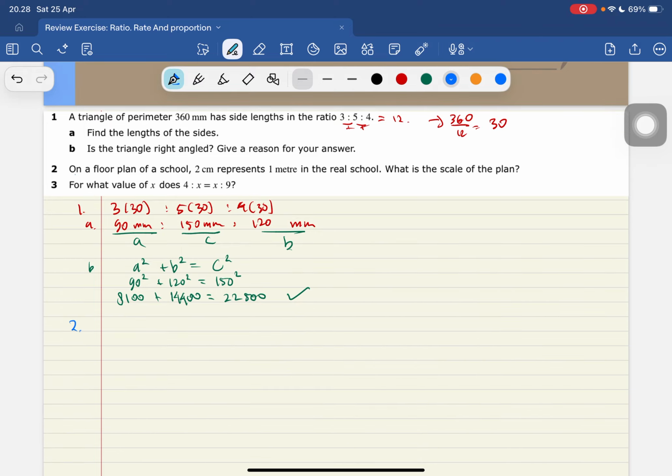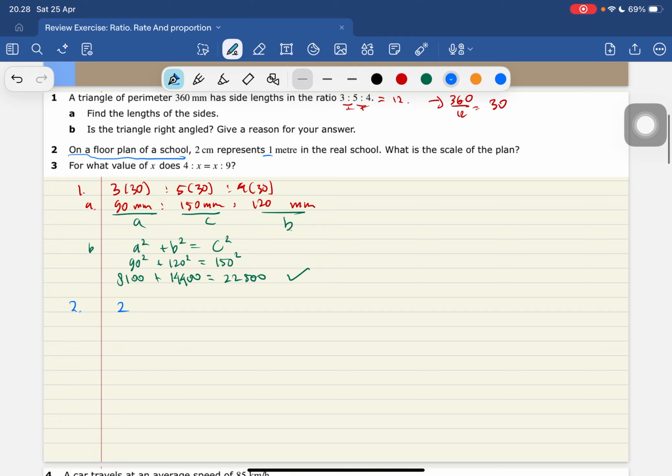Number two, on a floor plan of a school, 2 centimeter represent 1 meter. In the real school, what is the scale of the plan? So this is 2 centimeter to 1 meter. This depends on you. You can make it into meter, as long as we make it into the same unit. So let's make it into centimeter.